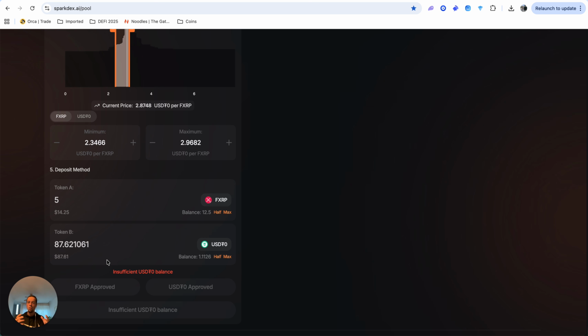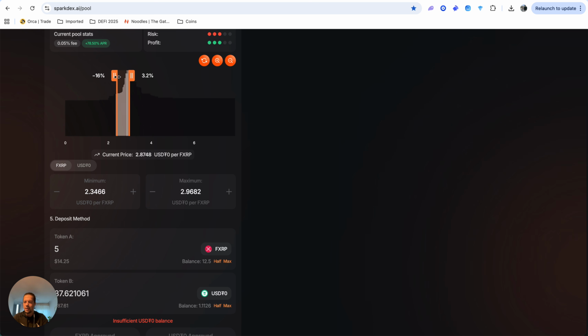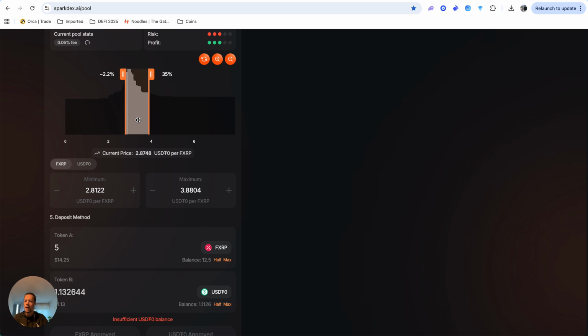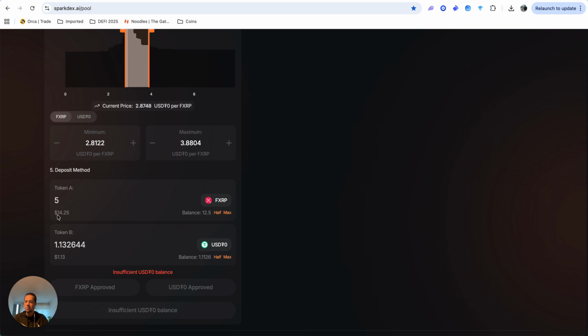So depending on your situation, what you have in your wallet, maybe you have just XRPs, and maybe you don't want to be borrowing against it, you don't feel comfortable doing that, whatever the reason might be, then you want to be deploying the opposite. You want to be deploying just a bit of downside, let's say -2%, and mostly upside. So you deploy mostly in Fxrp, and then you just accumulate more as the price goes up, and as people trade, you get the fees.